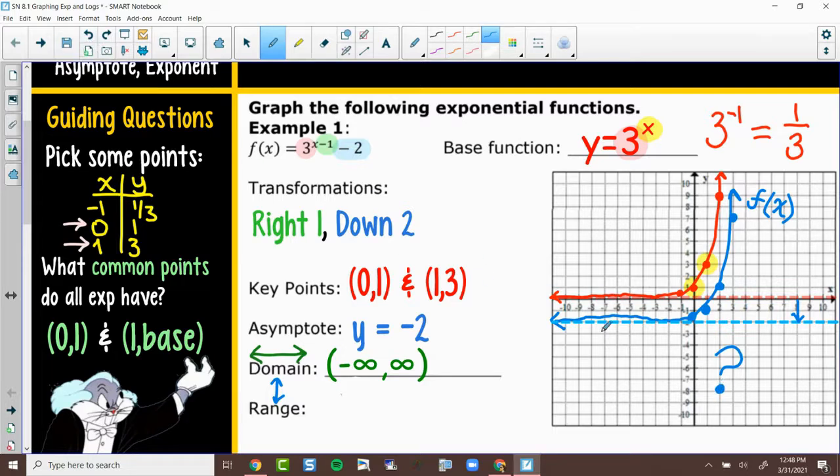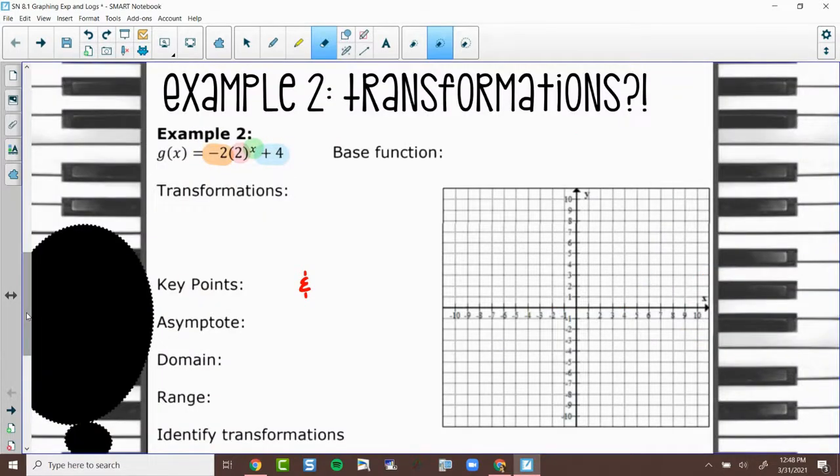It looks like they're all hovering around negative 2 and then going upwards and onwards. So the range is from negative 2 up to infinity and onward. And that is our very first function. Let's try one more. I threw a couple more transformations at us, but let's focus on the base function first.